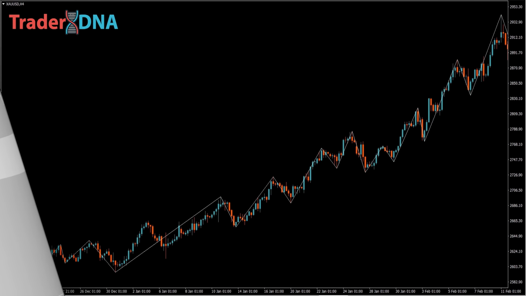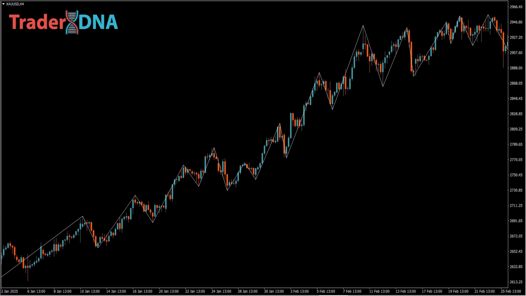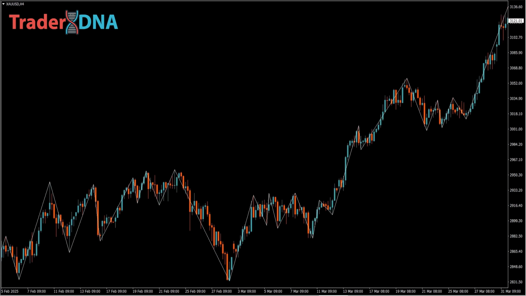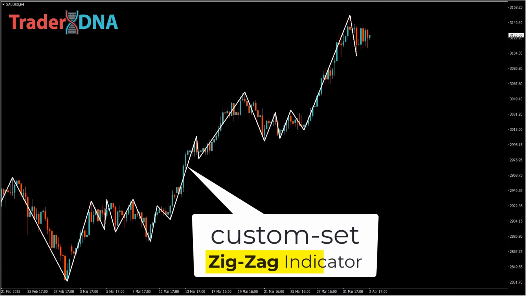The ultimate tool for identifying market structure. To simplify this entire process, I use a custom set ZigZag indicator, which makes spotting market structure shifts super easy. You can see an example of this on the chart right now.